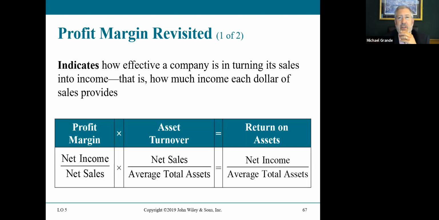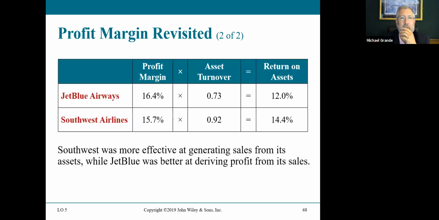Profit margin revisited. Don't worry about this. Don't worry about that.